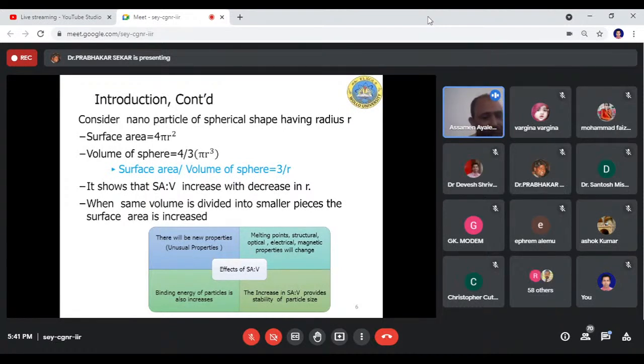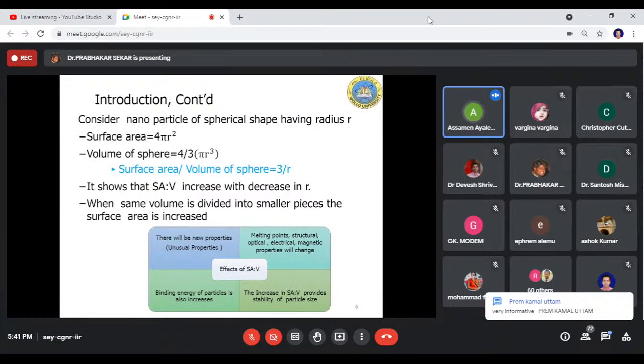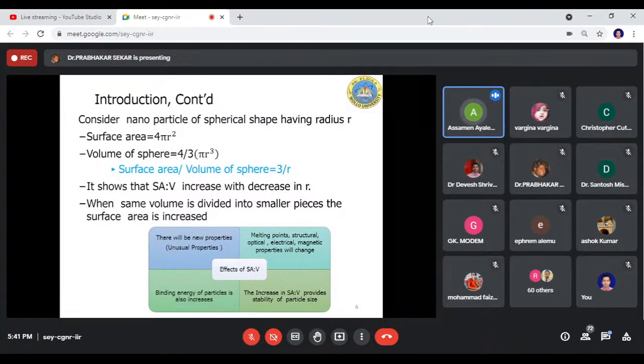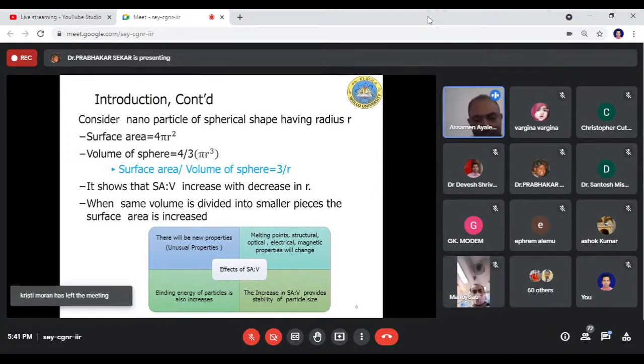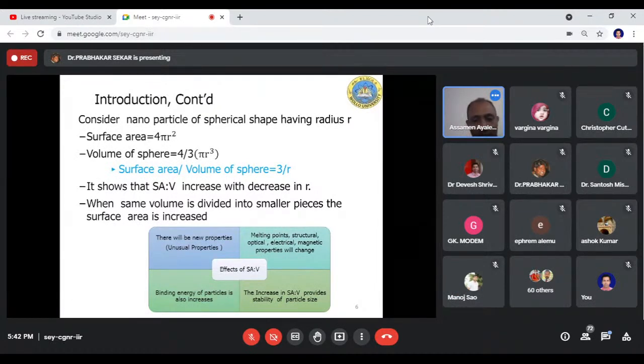When the same volume is divided into smaller pieces, the surface area is increased. From this final expression, we can see that as the radius becomes larger, the surface area to volume ratio becomes very small, whether the structure is at the nanometer scale, in microns, or in any other scales larger than the nanostructure. But if the value of r becomes small, the surface area to volume ratio becomes higher, and due to this important property, we can get many unique properties of the materials, and we can design different technologies based on these principles. Next, sir.